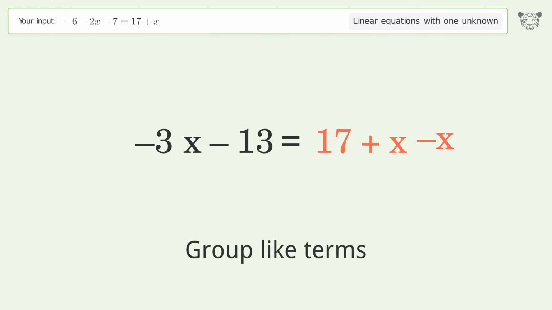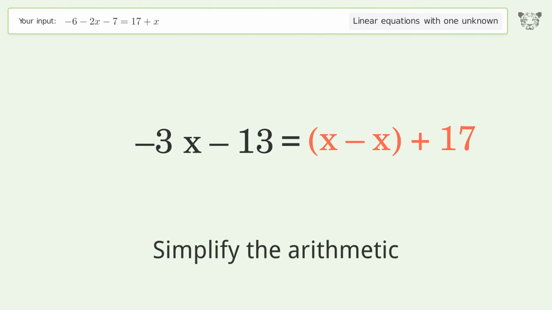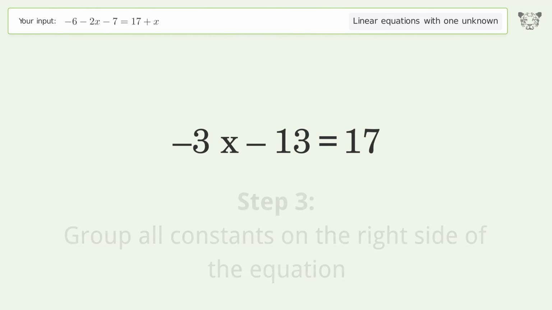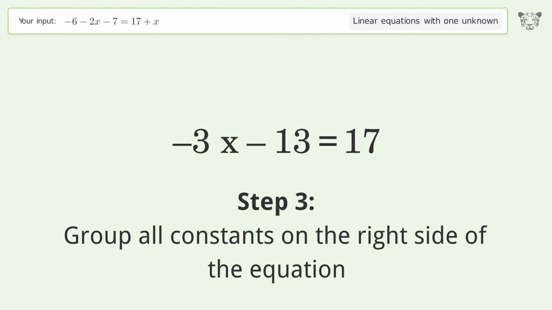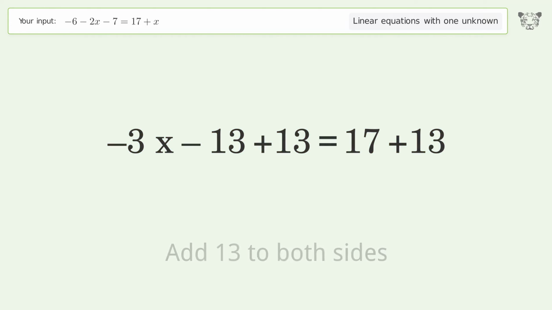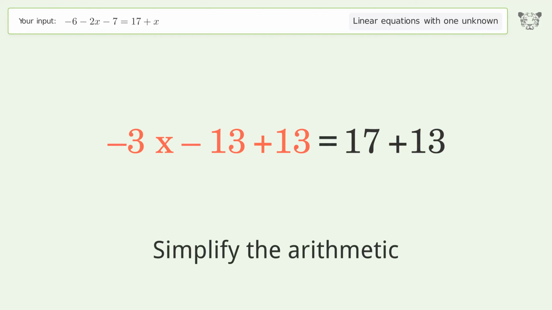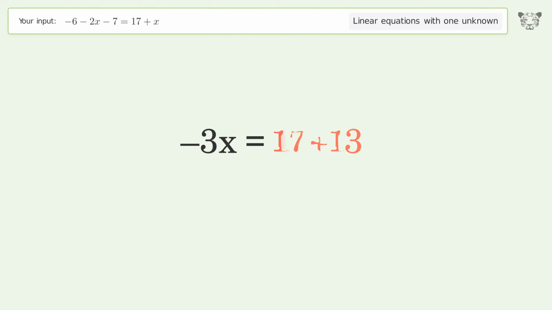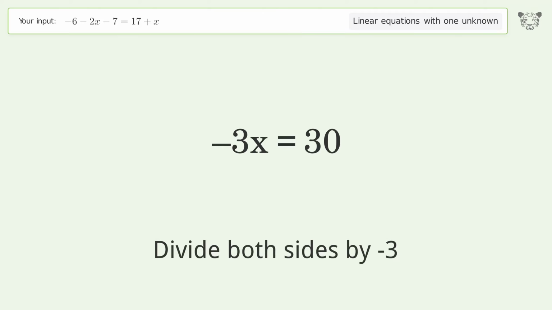Group like terms. Simplify the arithmetic. Group all constants on the right side of the equation. Add 13 to both sides. Simplify the arithmetic. Isolate the x. Divide both sides by -3.